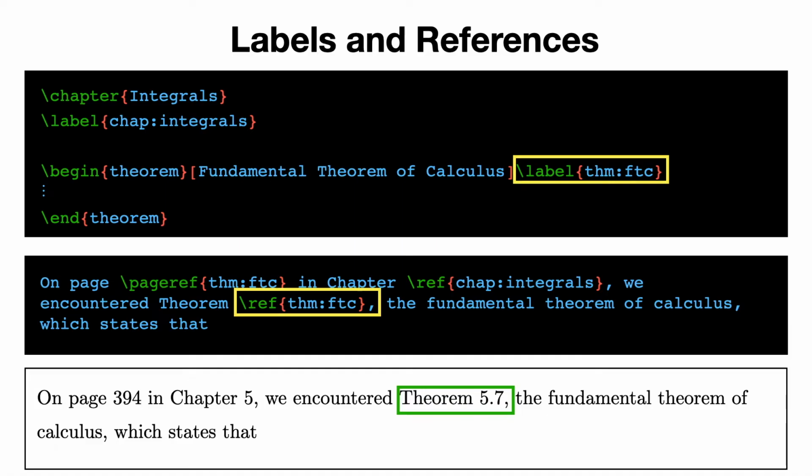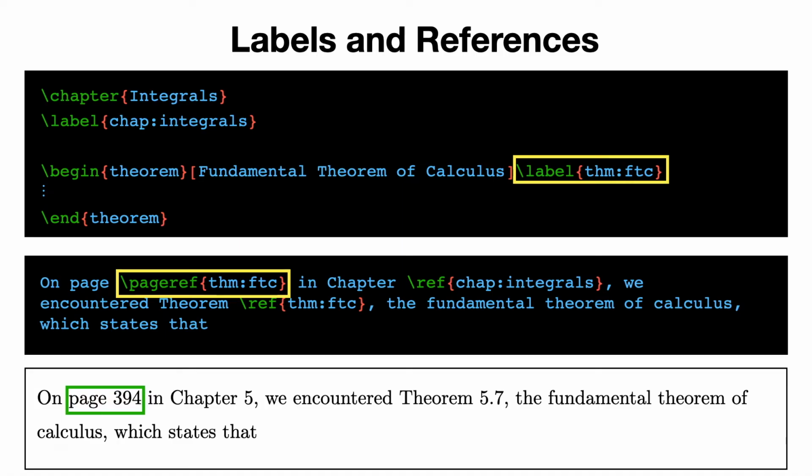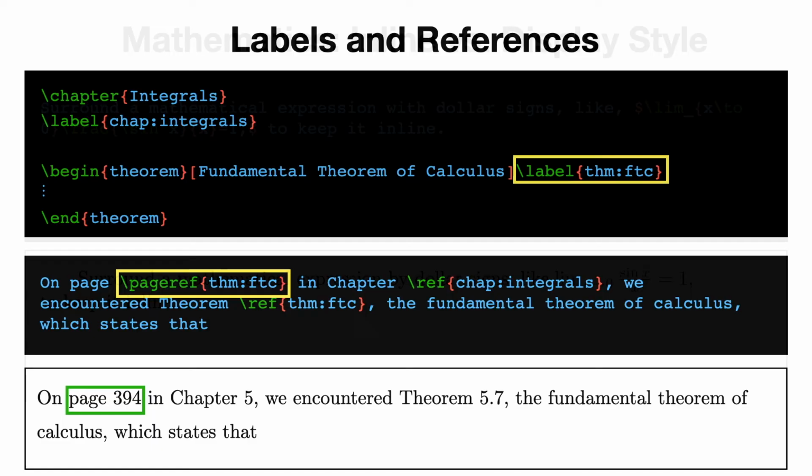Here's another example. In this theorem environment, I created a label for the theorem. And so then in the document, I could refer to that label. And in this case, that would produce theorem 5.7. And again, this will update automatically as I add or remove theorems. There's also an option for \pageref. This will spit out the page number where that label appears.